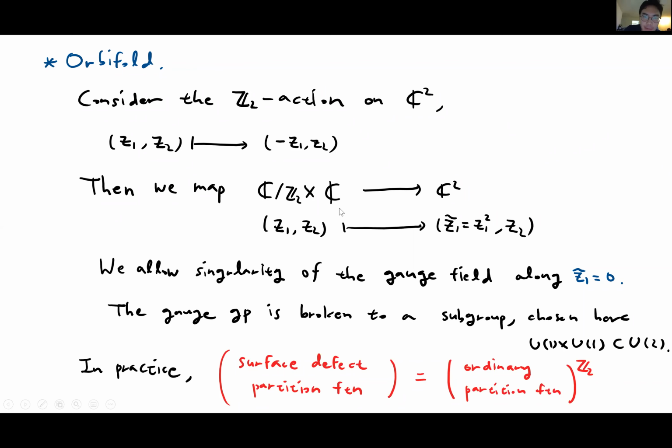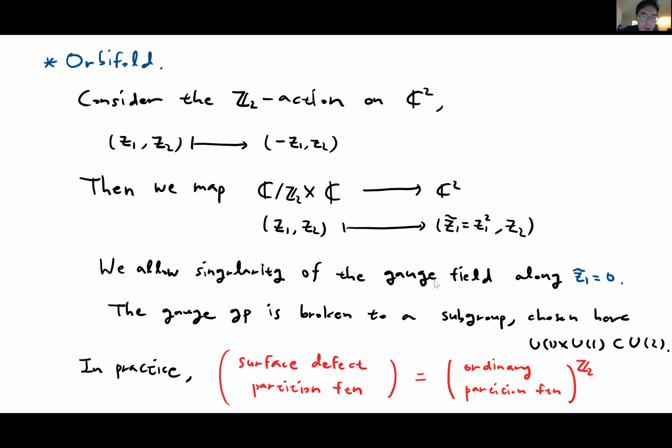So the gauge theory defined on this orbifold can be understood as just a gauge theory defined on an ordinary C2, but by doing this, we allow singularity of the gauge fields along the Z1 equals 0 plane, because this map is singular along Z1 tilde equals 0. And that singular boundary condition along Z1 equals 0 defines a surface defect, in particular the Gukov-Witten type.